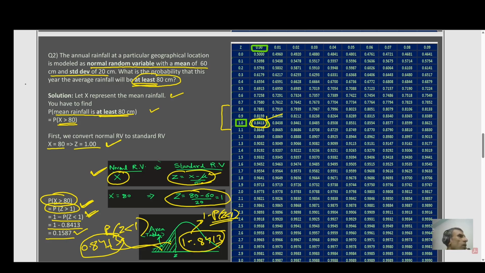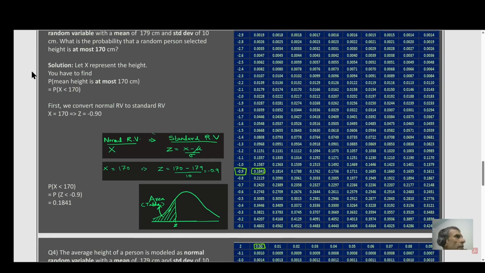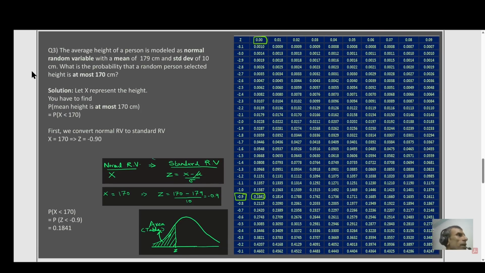All right. Now the question is the average height. The average height of a person is modeled as a normal random variable with a mean of 179 centimeters and a standard deviation of 10 centimeters. So what is the probability that a randomly selected person's height is going to be at most 170 centimeters? Let x represent the height. By the way, mean does not apply in this case, it's just a height. So the probability that the height is at most 170 centimeters is the probability of x less than 170.